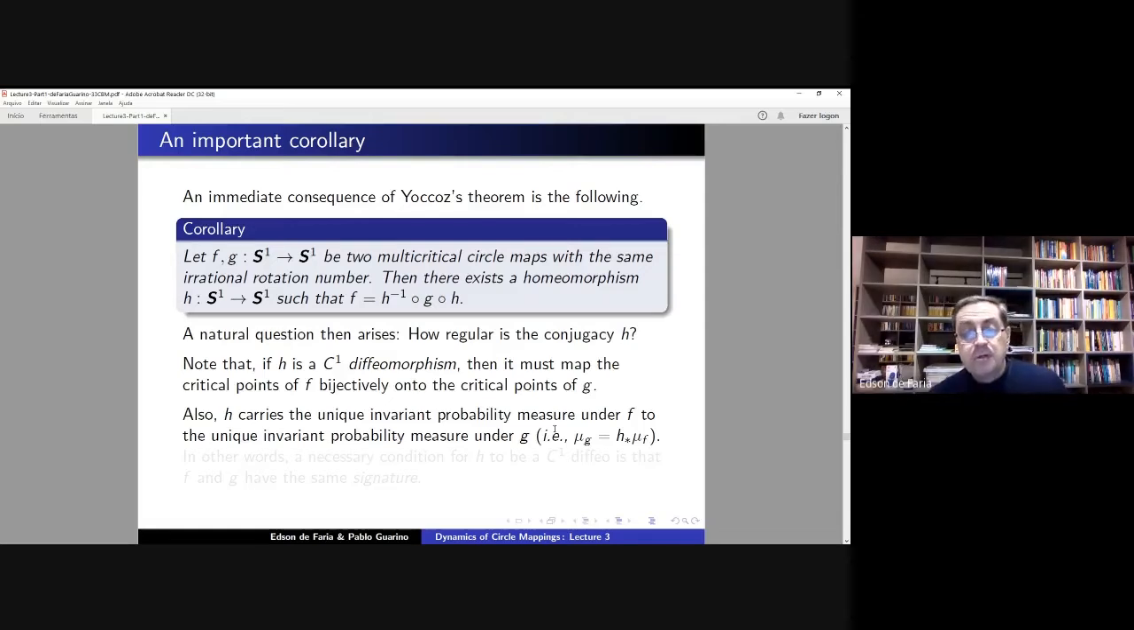And of course, it's also easy to see that if you have the invariant measure under f, then the push forward of this measure by h is going to be the unique invariant measure for g, okay? Now that you know this, this implies that the signatures, the way I defined before, of these two maps have to be the same. So a necessary condition for the existence of a regular conjugacy, of a C^1 conjugacy between two multi-critical circle maps, is that the two maps have the same signature.